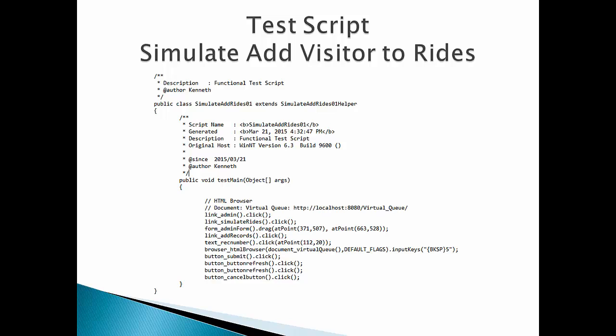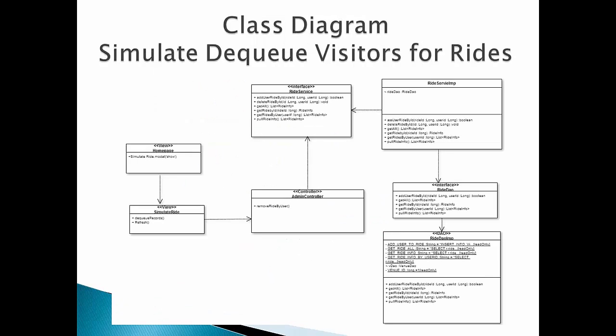Well, this is the test script created from the IBM Rational testing function, which follows the simple steps in the use case. And this is the class diagram for the Simulate DQ Visitors to Ride, which uses all the methods and the objects from the sequence diagram.